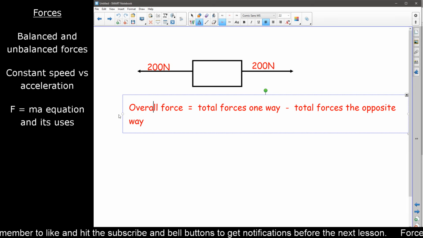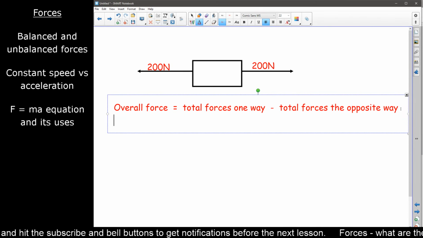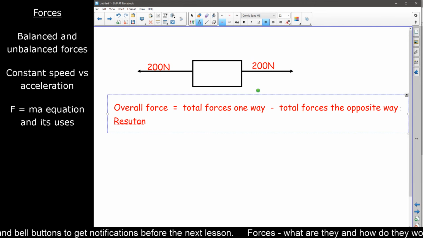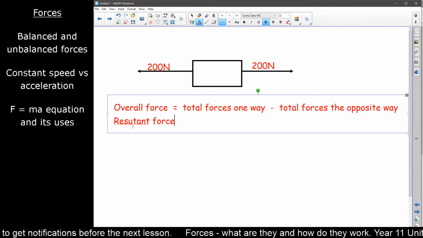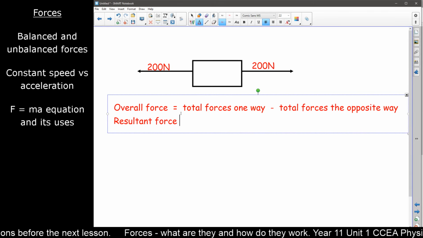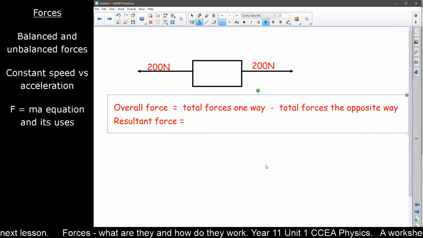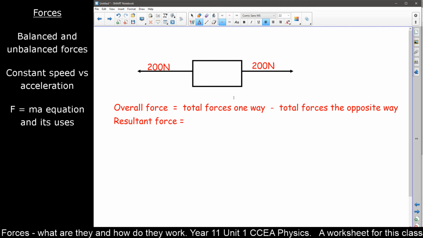Happy enough with that, everybody? I hope so, anyway. Now, we don't use overall force because, again, that would be far too accessible in terms of language. We use the word resultant force. And that needs an L. So the resultant force is equal to the total forces one way minus the total forces the opposite way. What we mean by resultant force is we simply mean the overall force.